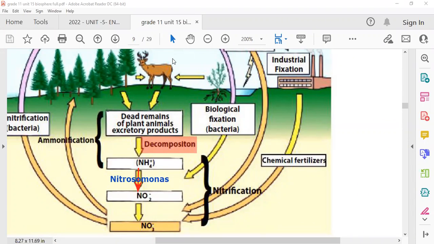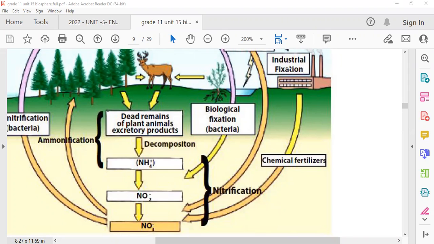Similarly, NO2 minus is now converted to NO3 minus. That is done by another bacteria called Nitrobacter. So on one side Nitrosomonas does the work, on the other side Nitrobacter does the work. These two steps, NH4 plus converted to NO2 minus, and NO2 minus converted to NO3 minus, are altogether called nitrification. Okay.